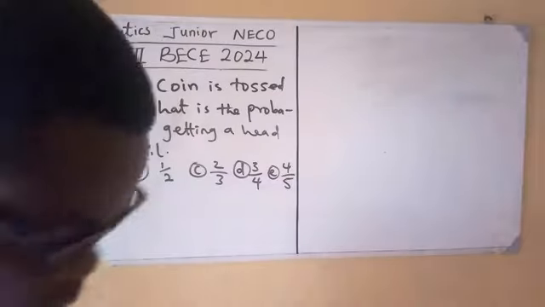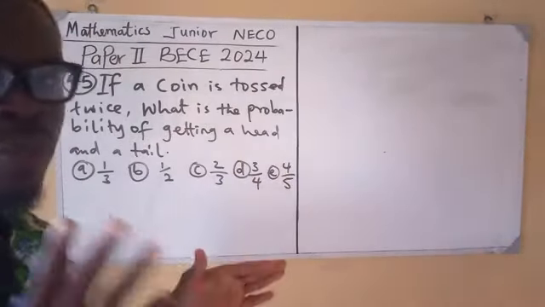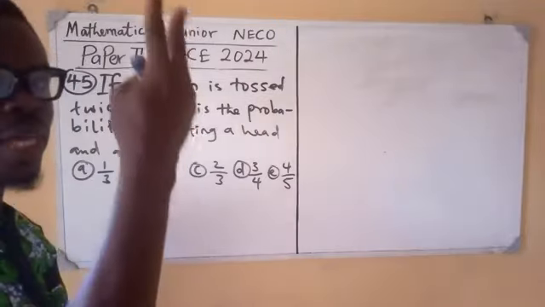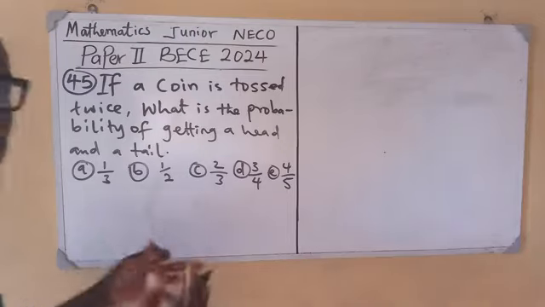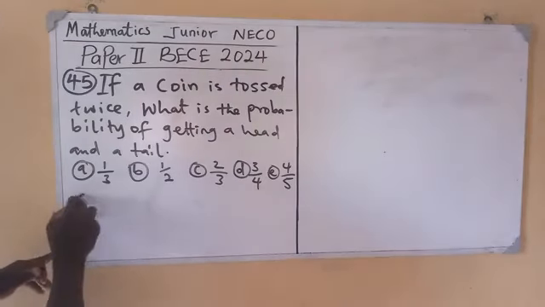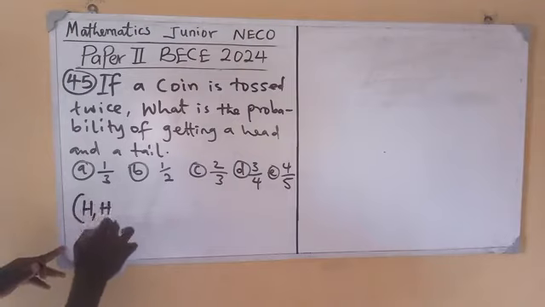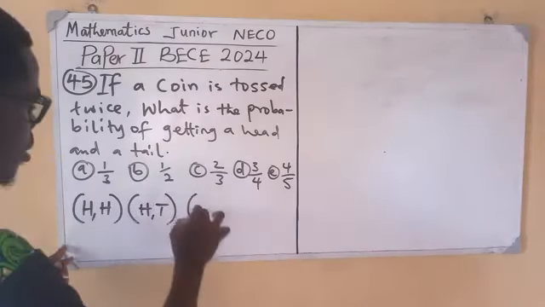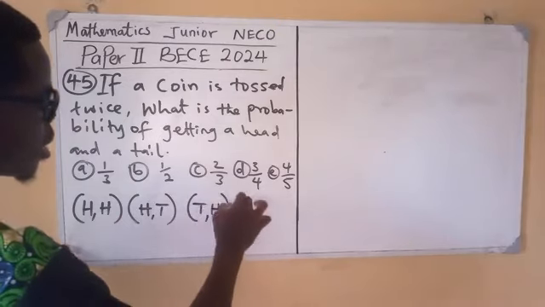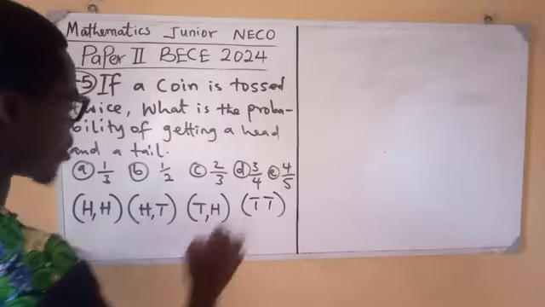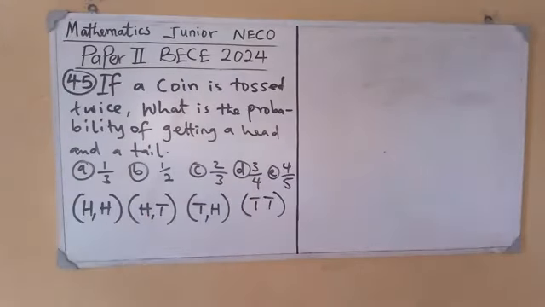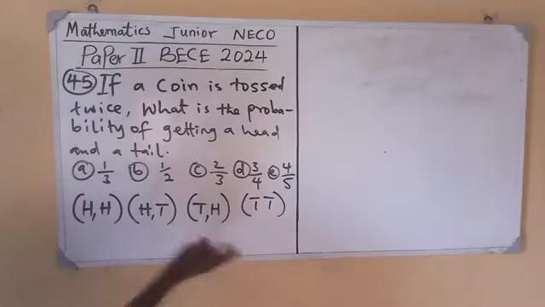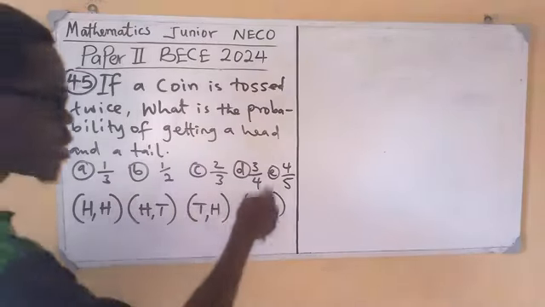Now, a coin has two faces, the head and the tail. So when this coin is tossed twice, these are the possible outcomes we expect to see: head, head, head, tail, tail, head, and tail, tail.